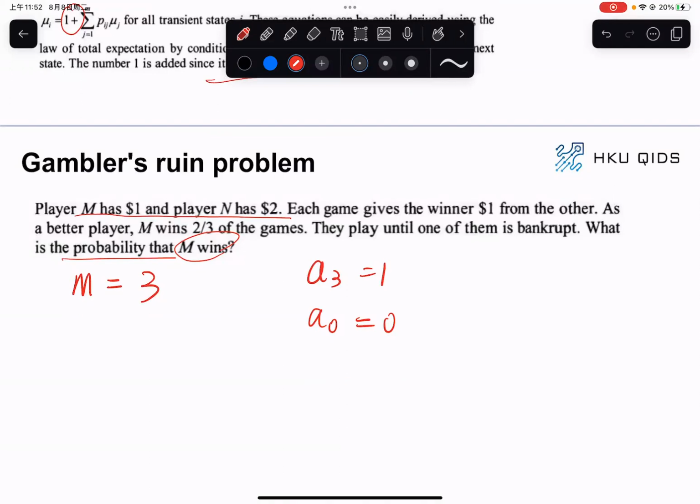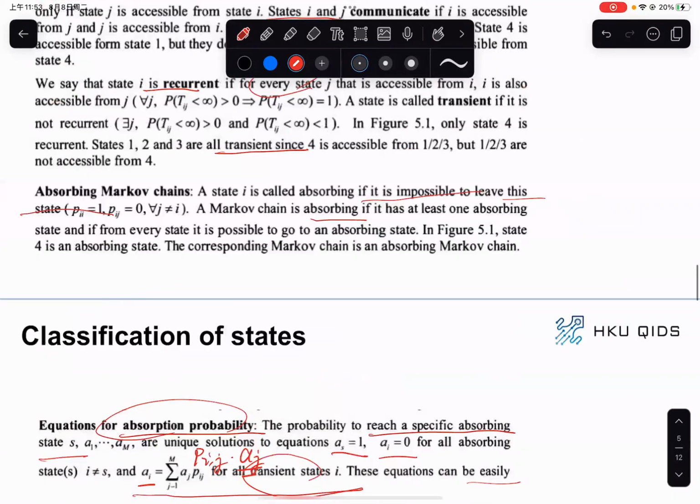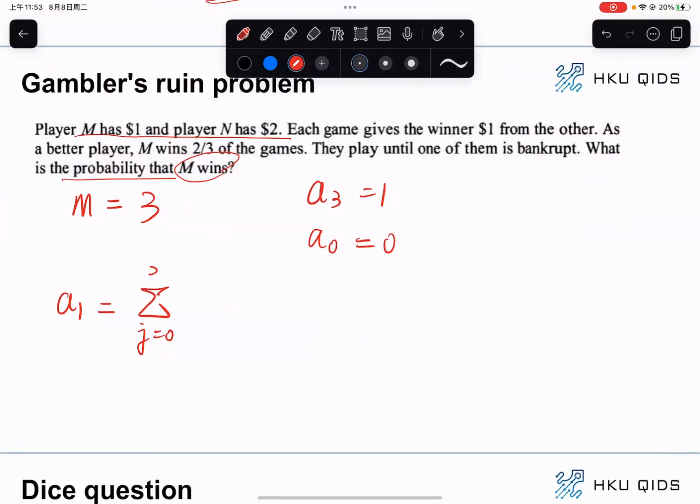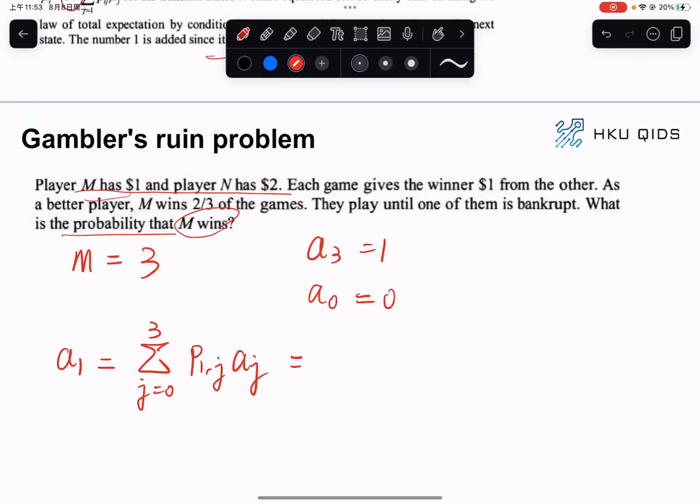And we can have A1 should be equal to the sum according to the formula here. This should be J equal to 0 all the way to 3 of P1J times AJ, right? And we know we are starting from A1, where M has $1, right? And the probability P10 is 1/3, right? And A0 equal to 0.